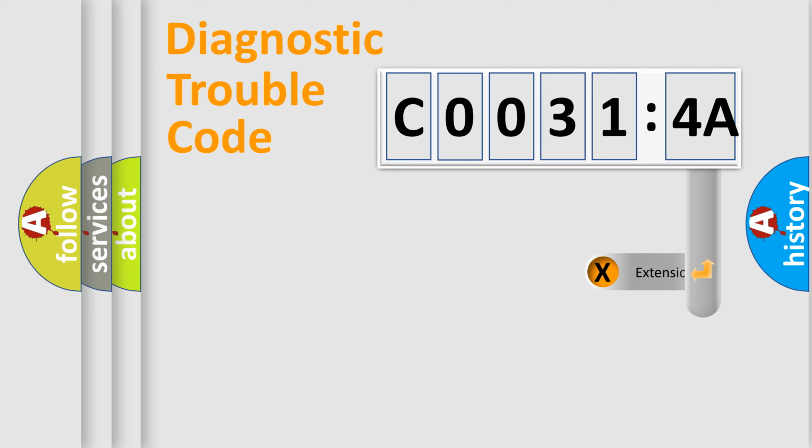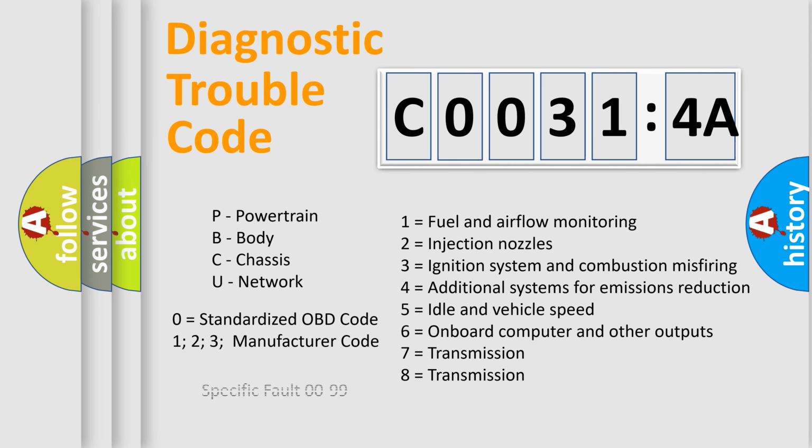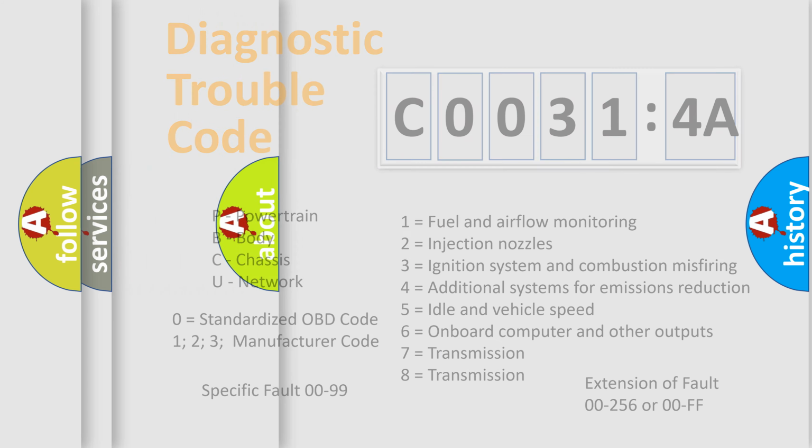The add-on to the error code serves to specify the status in more detail, for example, a short to the ground. Let's not forget that such a division is valid only if the second character of the code is expressed by the number 0.